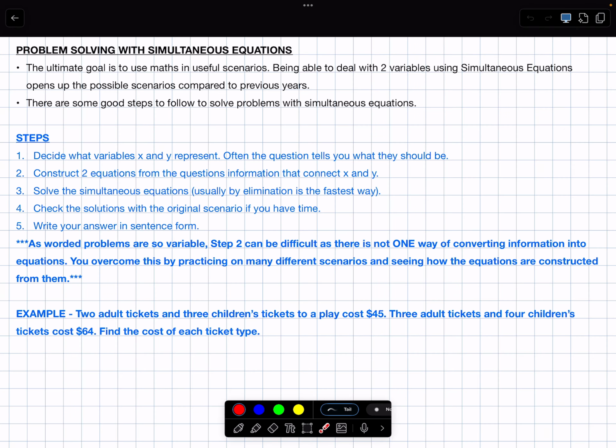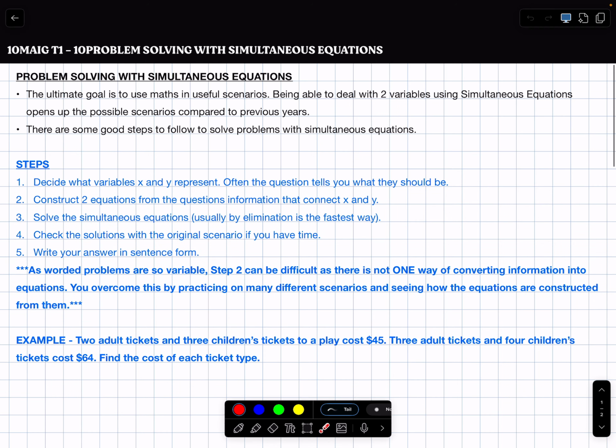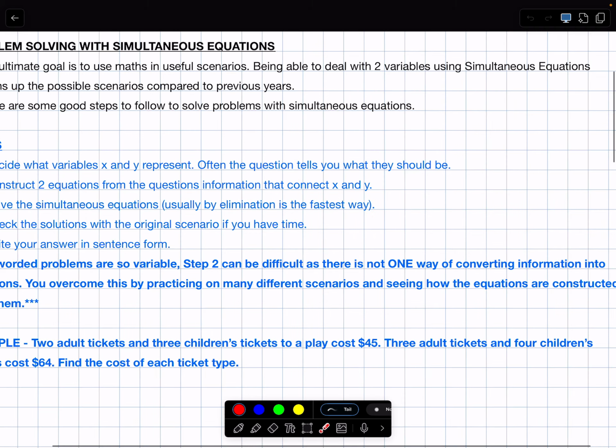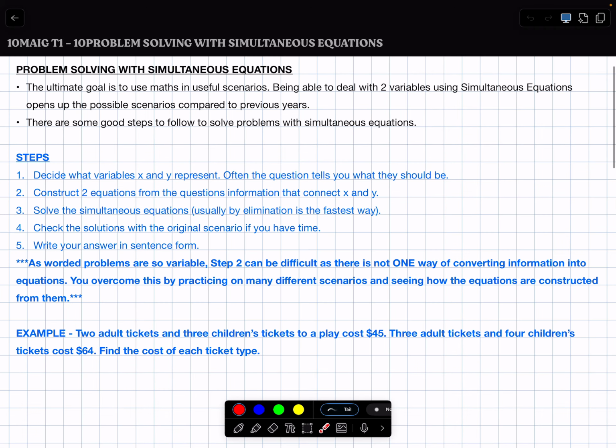Okay, the last thing to go over is problem solving with simultaneous equations. No one likes worded problems, so with a grindstone mentality, if you don't like it, that's what you focus on. The ultimate goal is to use maths in useful scenarios. Being able to deal with two variables opens up the possible scenarios compared to previous years.